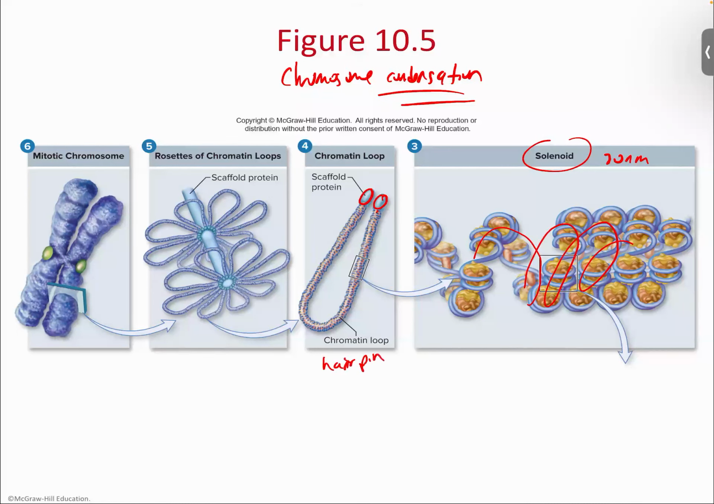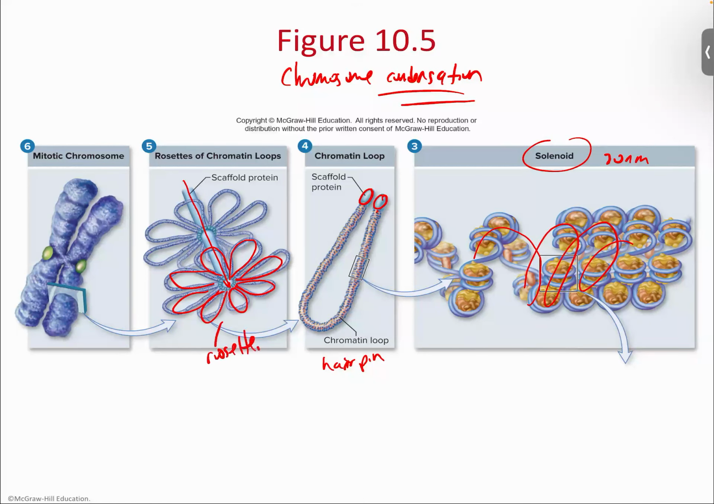Now, once you've created a bunch of hairpins from these 30 nanometer fibers, you attach them to a long scaffold protein that looks like a cylinder, and you attach them essentially into a rosette, one hairpin at a time, plugging them into and attaching them to that central rod-like protein, creating a rosette.